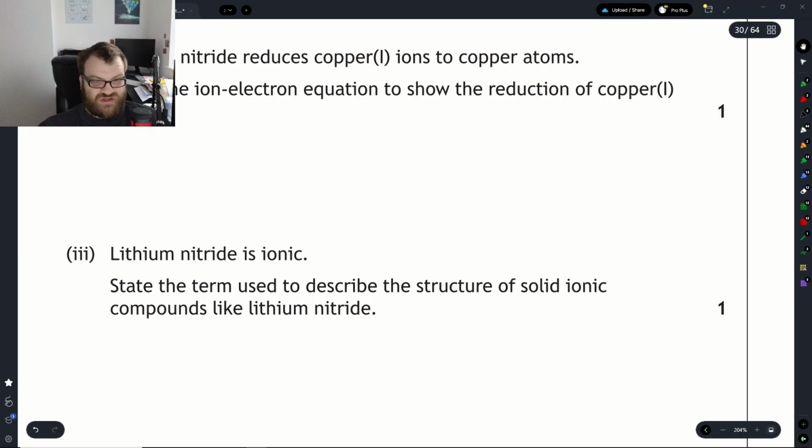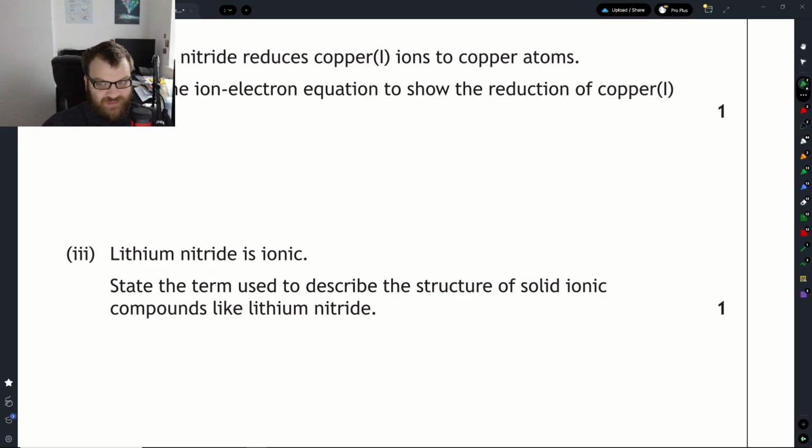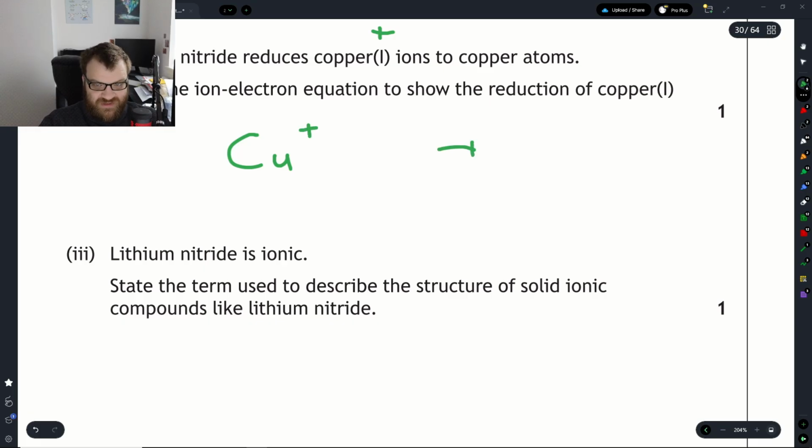Talking here about reducing copper 1 ions to copper atoms. First thing I would do is start off with what we're told. So we're told we're starting with copper 1. This means it's going to have a 1 positive charge. On the other side, it's going to be copper atoms. This means it will have no charge anymore.